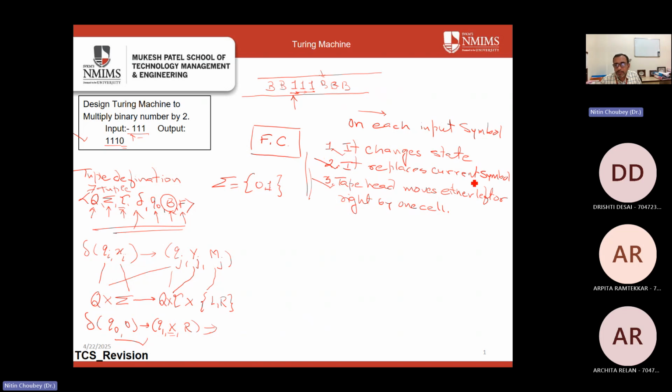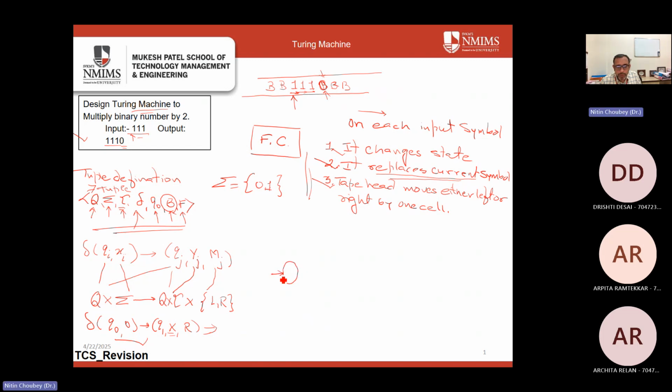Basically, what does it mean? The current input symbol will be replaced by the same symbol. And as soon as we receive the blank on the right-hand side, which indicates that the input is over, this blank will be replaced with 0. That's a simple task. Let's see how a Turing machine can be designed for this.